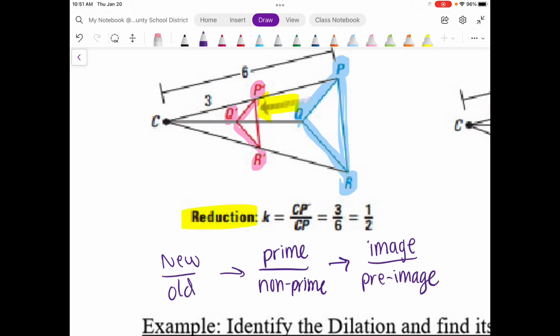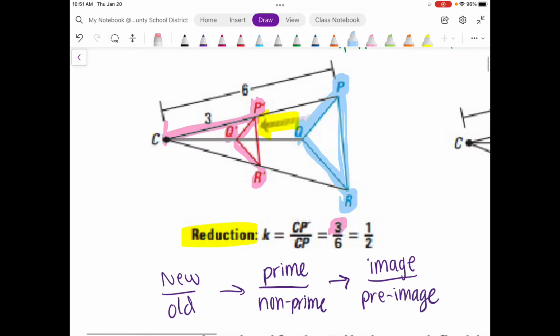Here's how you are going to compare it. In this example, I know it's going to be a reduction, so my number needs to be less than 1. I'm specifically looking at C prime, or just prime here. You always want to go from the center if the picture looks like this. I'm going to show you 2 different ways that our picture could look. If it looks like this, you're going to go from the center to the prime value, so that's 3. That goes in the numerator. That's the new one.